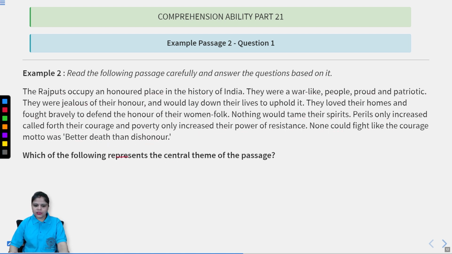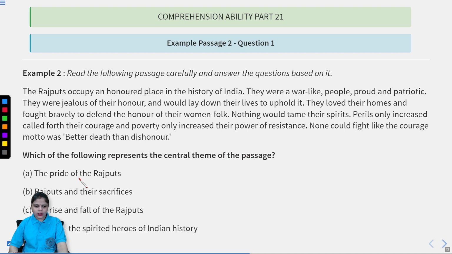Which of the following represents the central theme of the passage? The pride of the Rajputs, the Rajputs and their sacrifices, the rise and fall of the Rajputs, and the Rajputs, the spirited heroes of Indian history. Now you have to tell what the theme of the passage is. In the entire passage, we have praised and extolled Rajputs and their dignity. So they are the spirited heroes of Indian history, as we read in the first line, that Rajputs occupy an honored place in history.